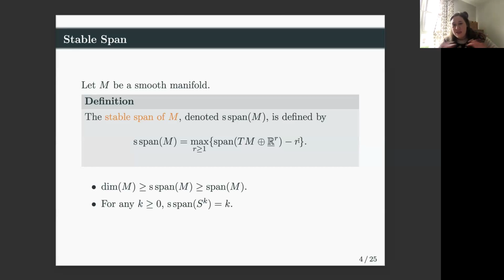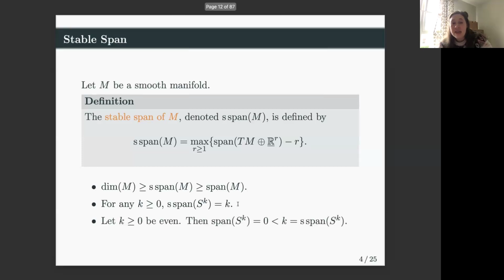It will rearrange things, and the stabilized tangent bundle of any sphere is totally trivial. So the stable span of any sphere is equal to the dimension of the sphere. And even spheres have non-zero Euler characteristics, so they don't admit any non-vanishing vector fields. So the span of an even sphere is 0, but the stable span is still the dimension of the sphere. So stable span and span can be meaningfully different.